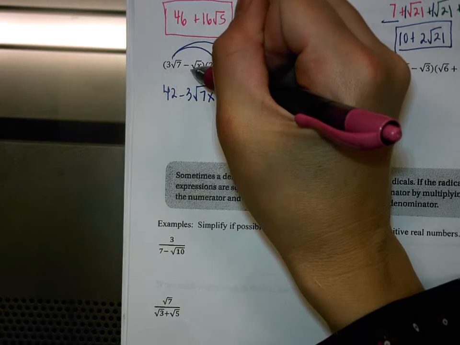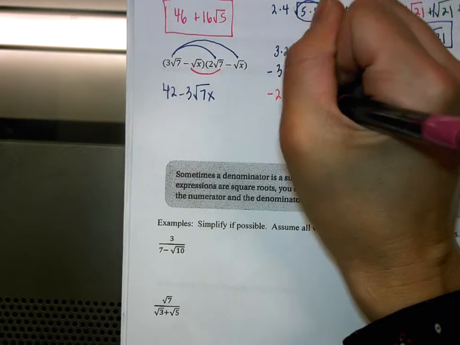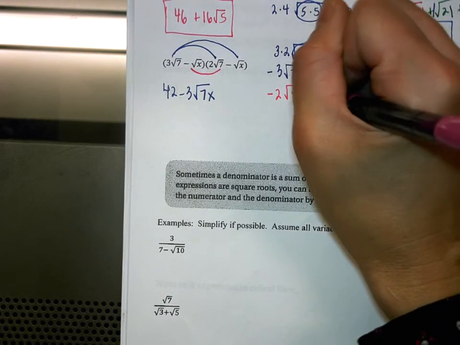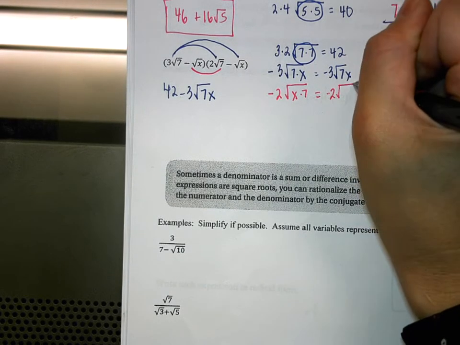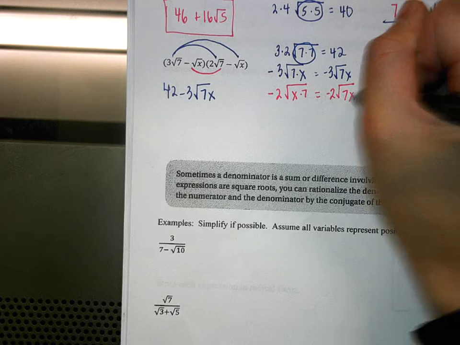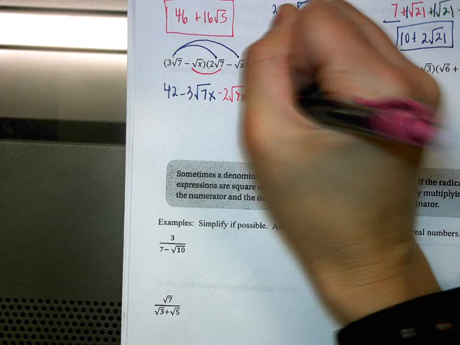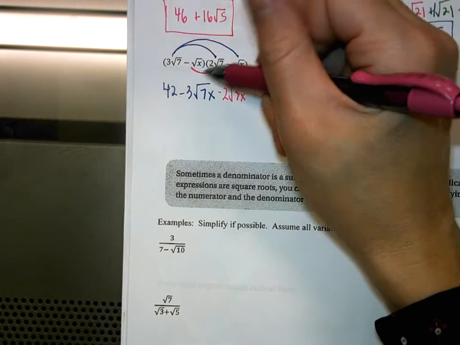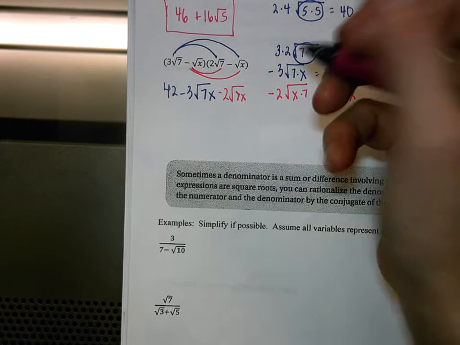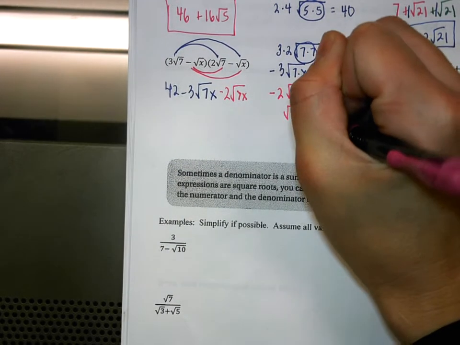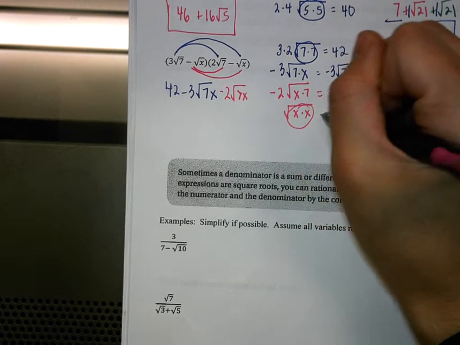Okay, so next we have negative root x times 2 root 7. That will make a negative 2, and then we have root x times 7, which will just make what? Negative 2 root 7x, because there's no pairs, nothing I can break down. And then lastly, I have negative root x times negative root x, and a negative times a negative makes a positive. We have root, and I have an x times x, which makes a, very good, a pair, which is just x.